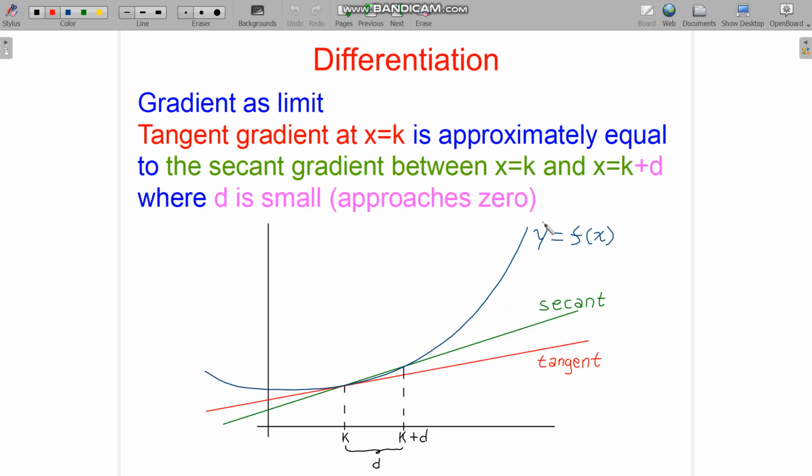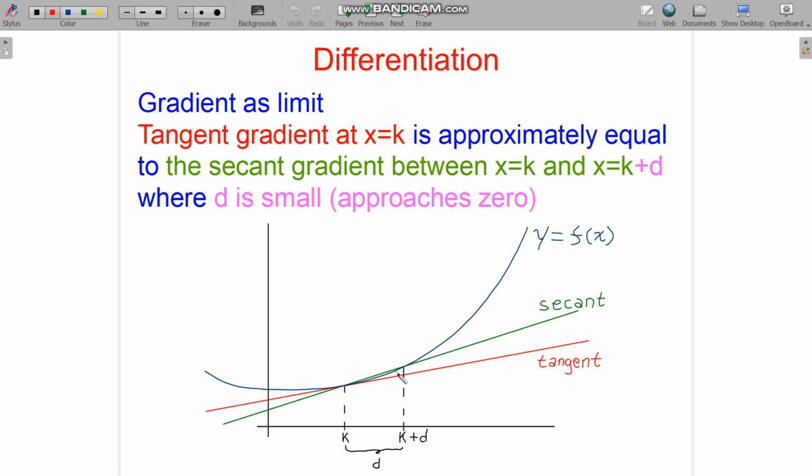Well, gradient as limit. The secant line is the line that cuts the curve at two different points. This is called a secant line, the green line. So we have two intersections. A tangent is when we have only one intersection. So to find the tangent gradient, we can just use the concept of the secant, but we use two points which are close to each other.